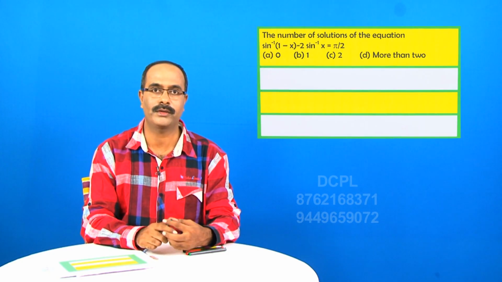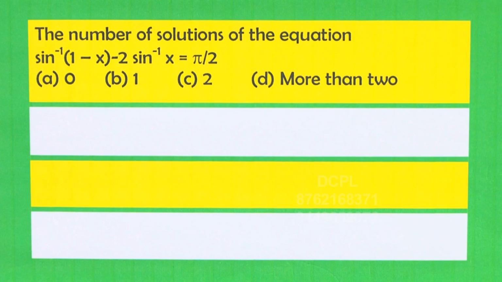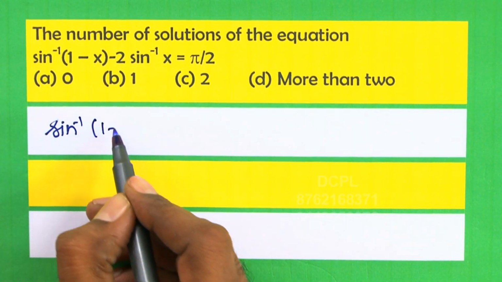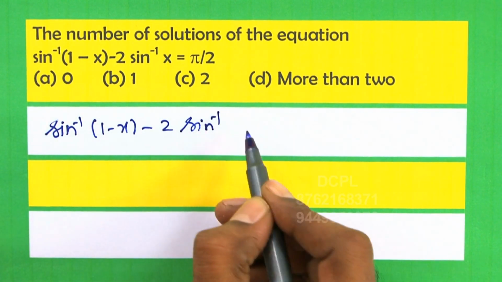Students, look at the next question. The number of solutions to the equation sine inverse of (1 minus x) minus 2 sine inverse of x is equal to pi by 2 is. If you observe carefully, we have sine inverse of (1 minus x) minus 2 sine inverse of x is equal to pi by 2.